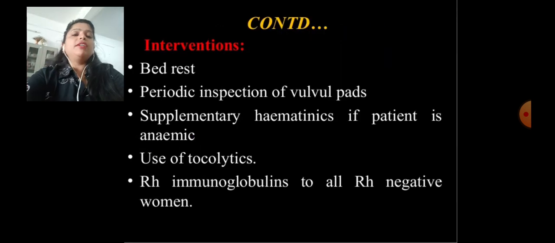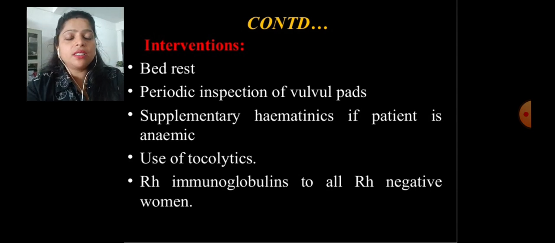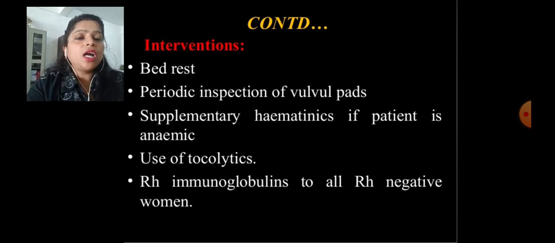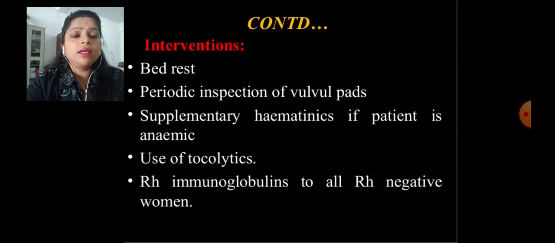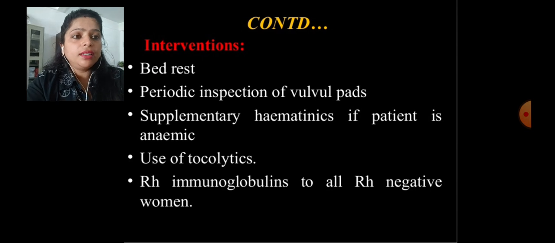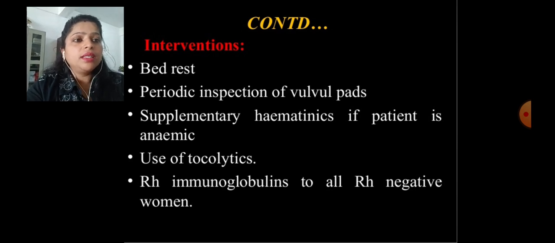What are the interventions in expectant management? First one is bed rest. The female should be kept on bed rest. Second, periodic inspection of the vulval pads. In the vulval pads, we will inspect how much blood loss has been there. If it is more, then supplementary hematinics are given to the patient if the patient is anemic. Then use of tocolytics and RH immunoglobulins for all RH negative mothers. RH is another topic that we will deal with in some of the other classes. So if the woman is RH negative, RH immunoglobulins should be given.